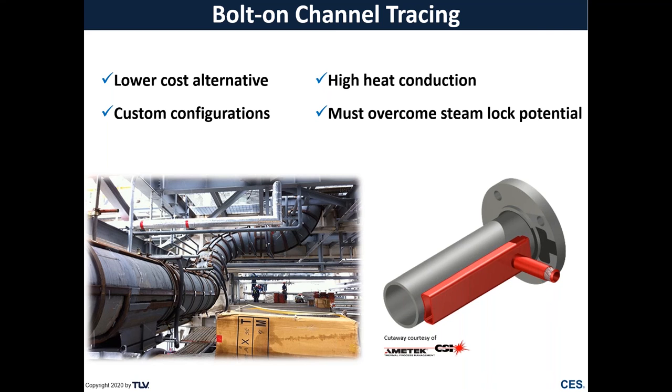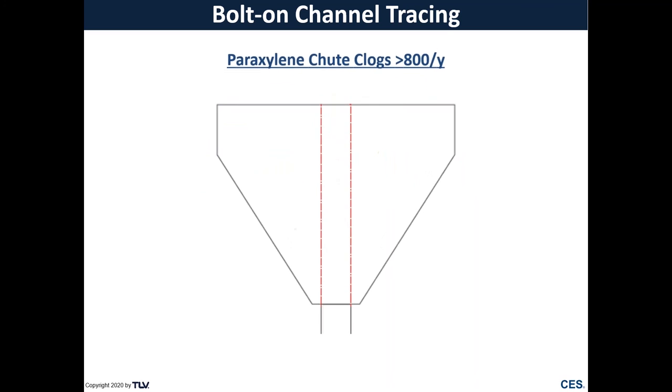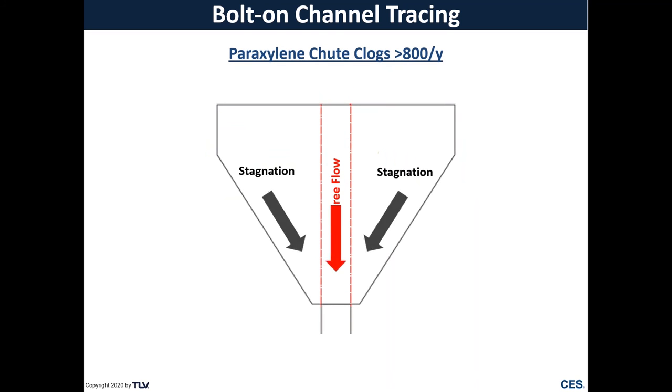on paraxylene chutes. And in many instances, we hear sites complaining that they're getting chute clogs many, many times throughout the year. And this happens as some chute configurations promote stagnation near the outside walls, where it gives off heat, eventually reducing the flow and clogging the chute.